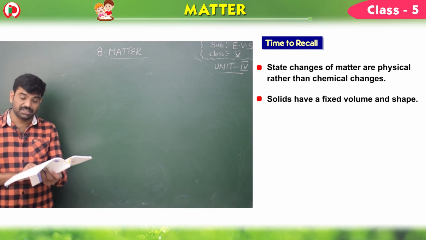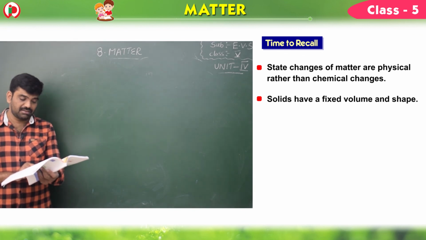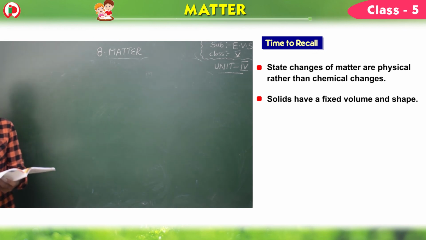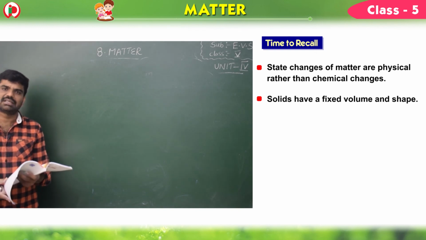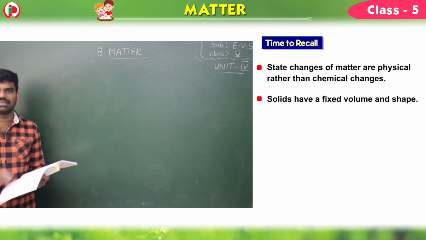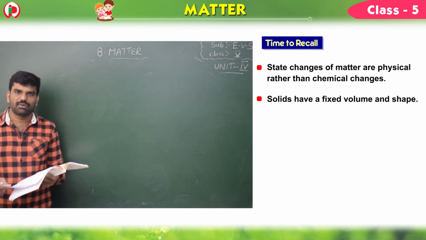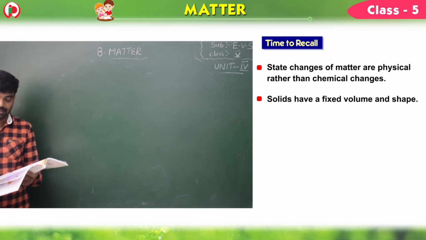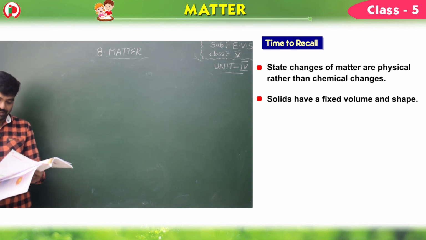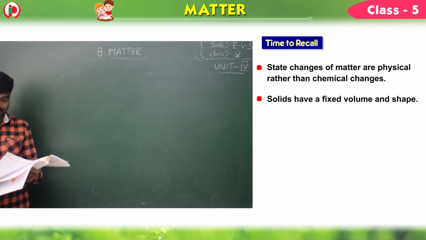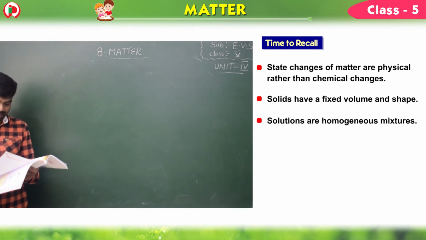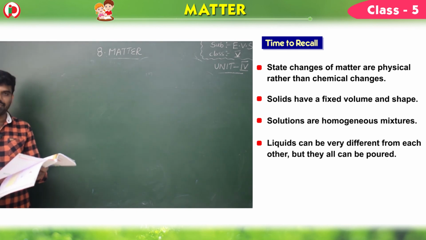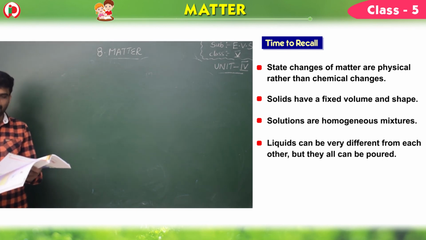Solute is the substance which is dissolved. Solvent, the substance in which a solute dissolves. A solution using water as a solvent is called an aqueous solution. Water is the most common solvent on earth and life depends on it. And we have seen the solubility of salt in water by doing the experiment. Okay, so solids have a fixed shape and volume. Solutions are homogeneous mixtures.